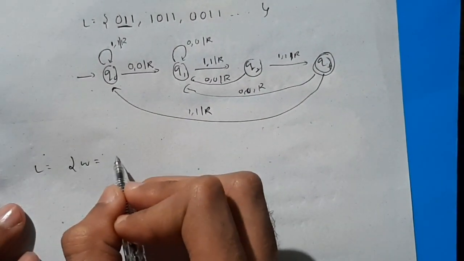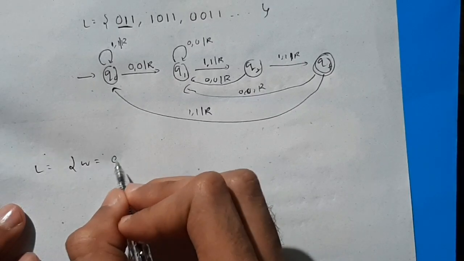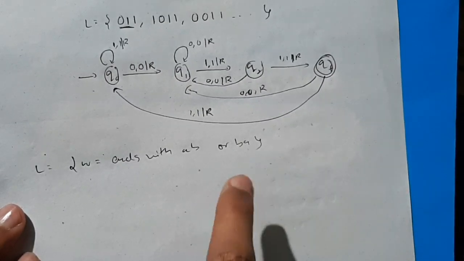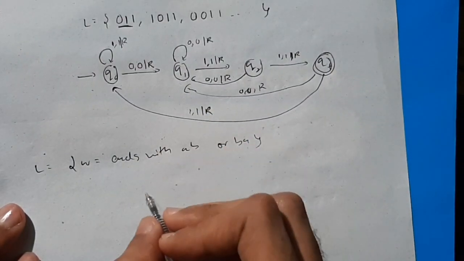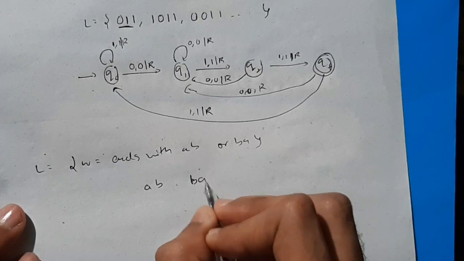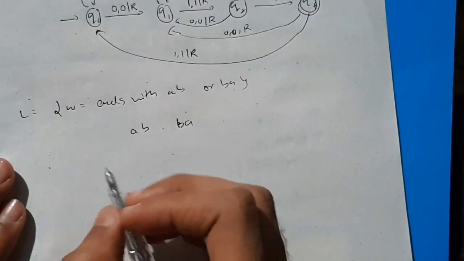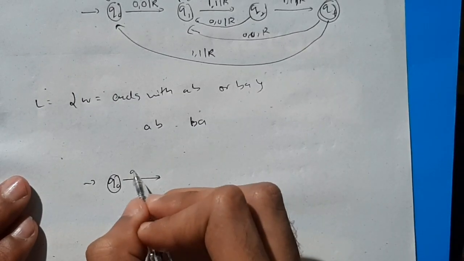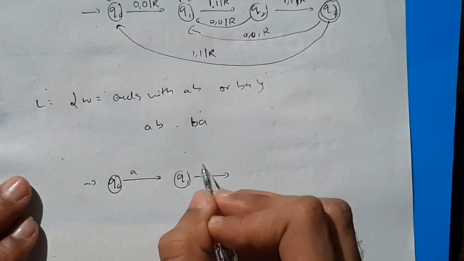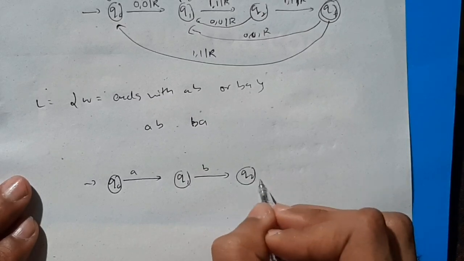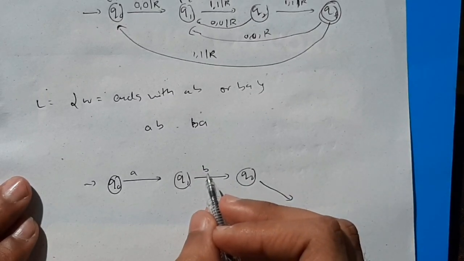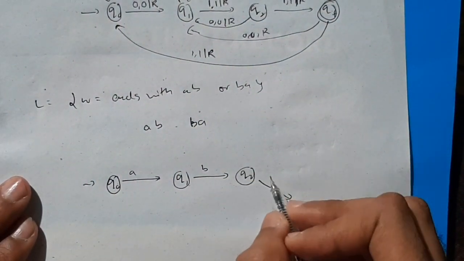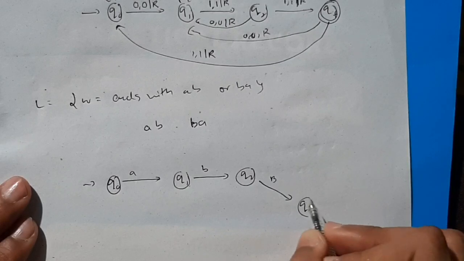L is equal to W, W belongs to {A, B}, and it ends with AB or BA. Okay, so it either ends with AB or BA. What is the least string? AB and BA. These are two least strings. So we'll be defining the transition diagram as follows. We'll have Q0 here, and when I encounter A, I'll move to the next state, and here if I encounter B, I'll move to the next state, and here if I encounter a blank space, because I should know that the string is over, right, because it ends with, right. Here also actually I should have had one, but it's okay. Here I'll have B, blank space, I'll reach the final state QF.